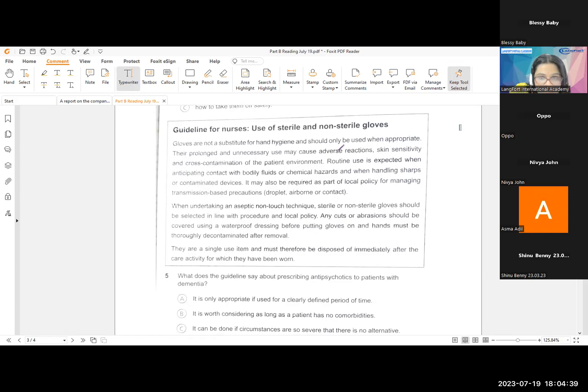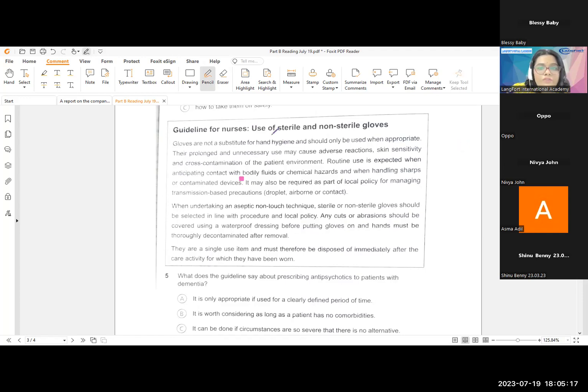Okay, Leslie, can you read the heading until here for me, please? Guideline for nurses. Use of sterile and non-sterile gloves. Gloves are not a substitute for hand hygiene and should only be used when appropriate. Their prolonged and unnecessary use may cause adverse reactions, skin sensitivity, and cross-contamination of the patient environment. Routine use is expected when anticipating contact with bodily fluids or chemical hazards and when handling sharps or contaminated devices.